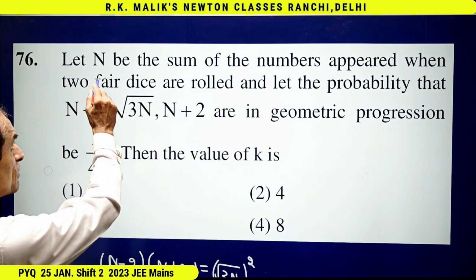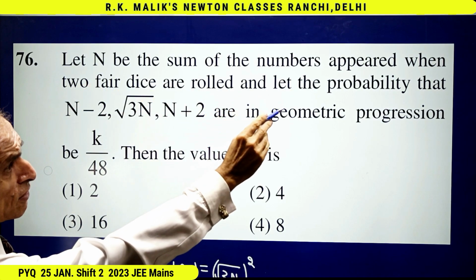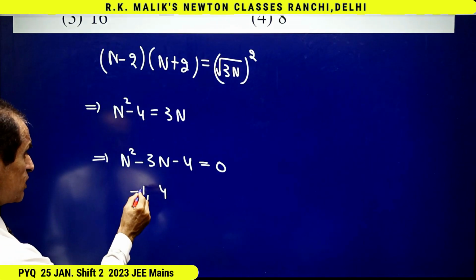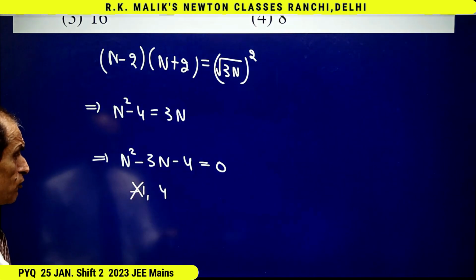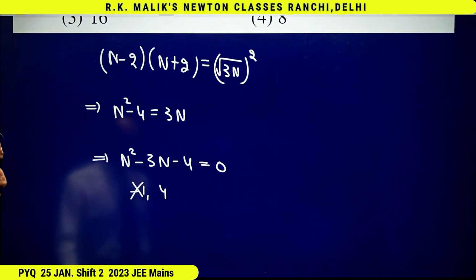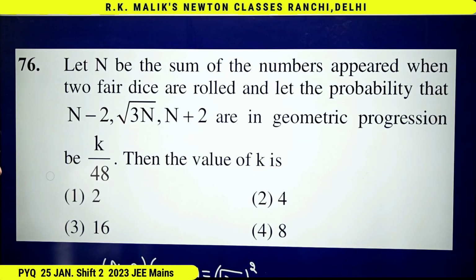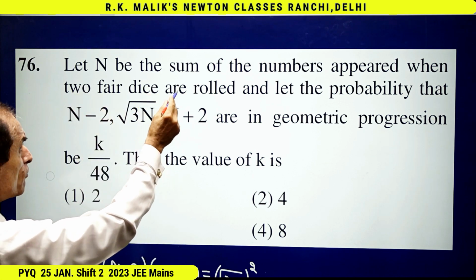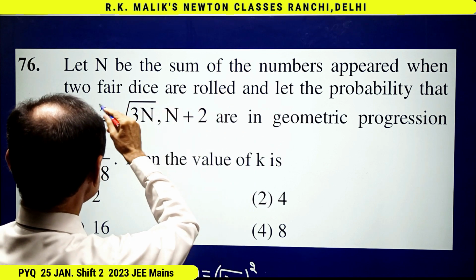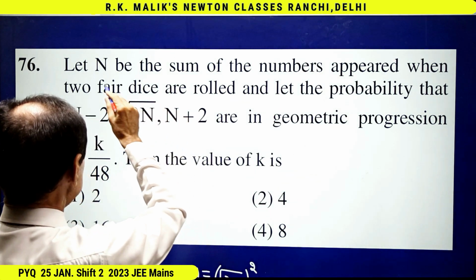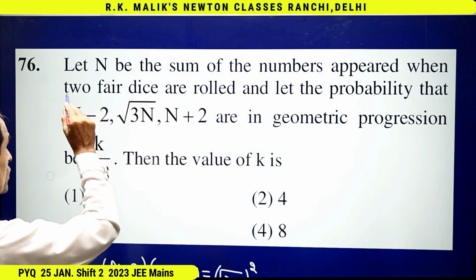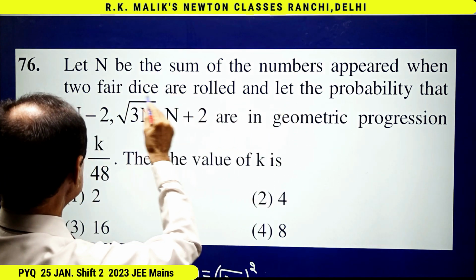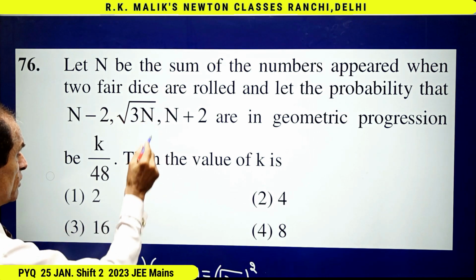But n being the sum of the numbers appeared when the two fair dice are rolled, therefore minus 1 is not possible. Only you have got the possible value of n as 4. And as the question was, let n be the sum of the numbers appeared when the two fair dice are rolled. Here n is 4. Then the question will become, let 4 be the sum of the numbers appeared when two fair dice are rolled.